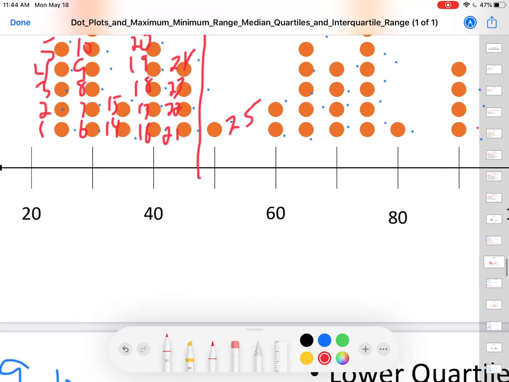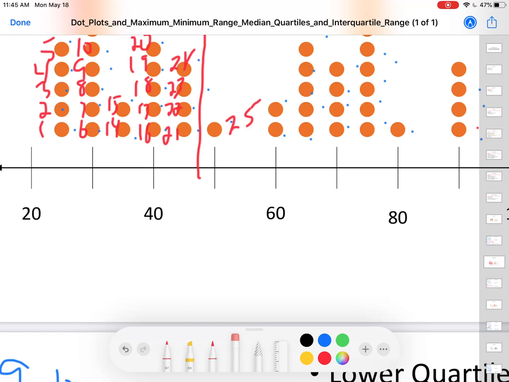Okay, find the value of those two dots. Remember, two middle dots when it's an even number. This dot is right there. That's 45, halfway between 40 and 50. This dot is 45. This is 50. So we need to know what is halfway between 45 and 50.